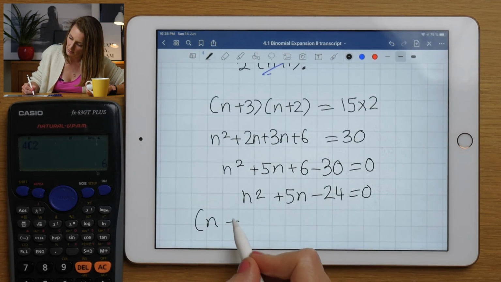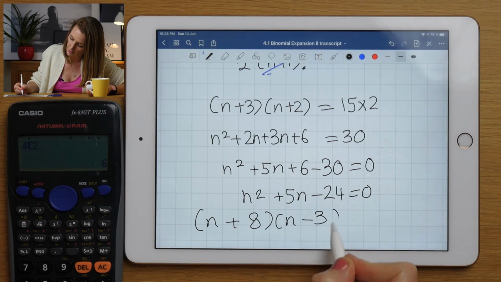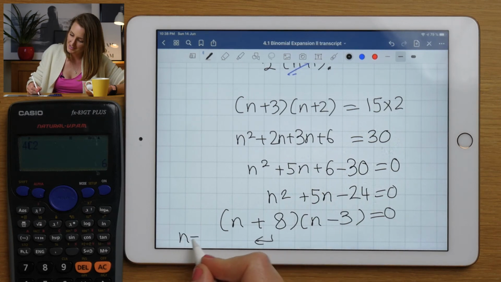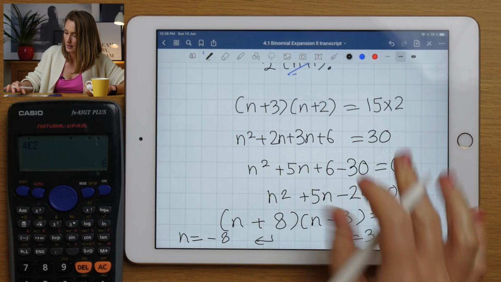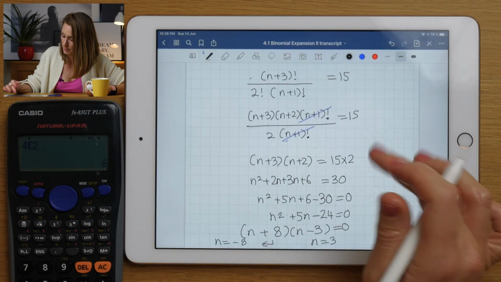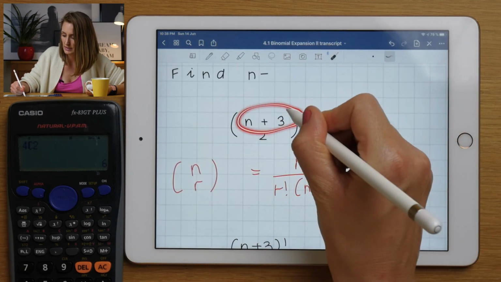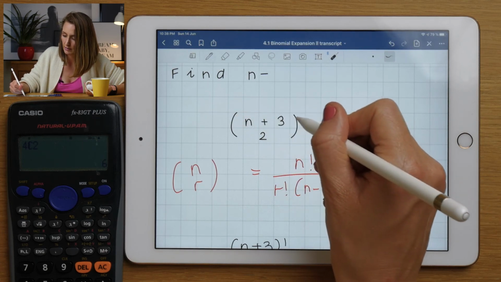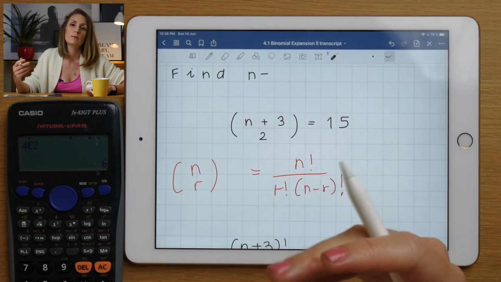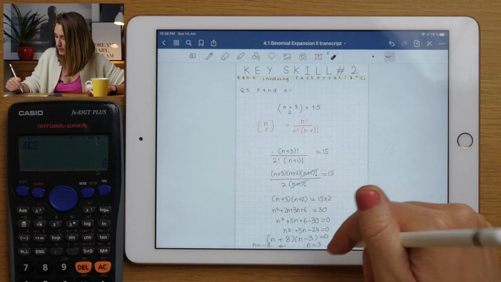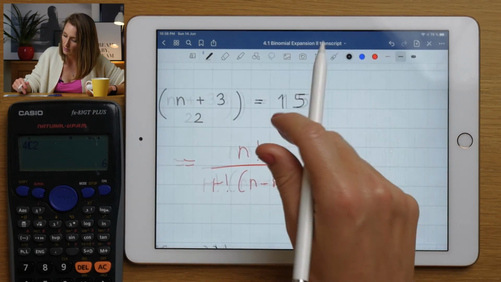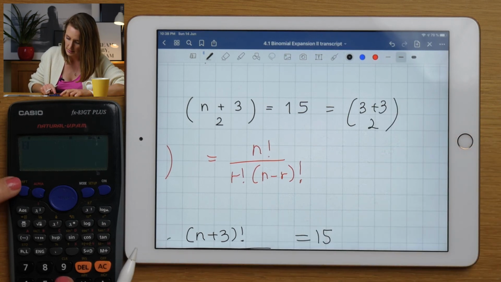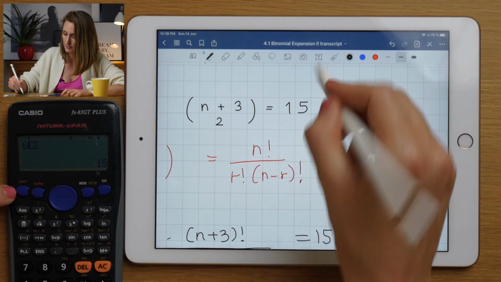That's going to factorize with 8 and 3. Okay, that would give you two solutions. n would be minus 8 or n would be 3. Now we would eliminate n being minus 8 because that would give us a negative in here. Because if you put it back in, you'd have minus 8 plus 3, which would be minus 5. So we're looking for inside these numbers here, them to be whole positive numbers. However, if we put in 3, we would then end up with 3 plus 3, choose 2. So we can check that. 6 choose 2. Is it going to be 15?